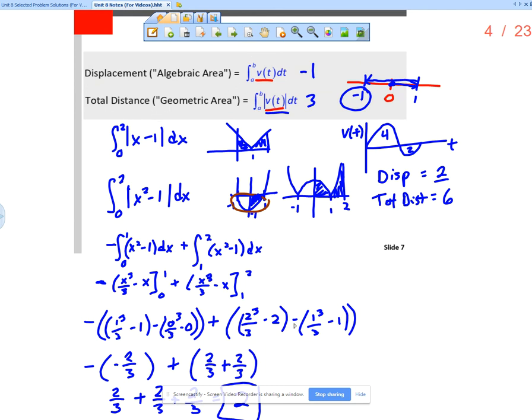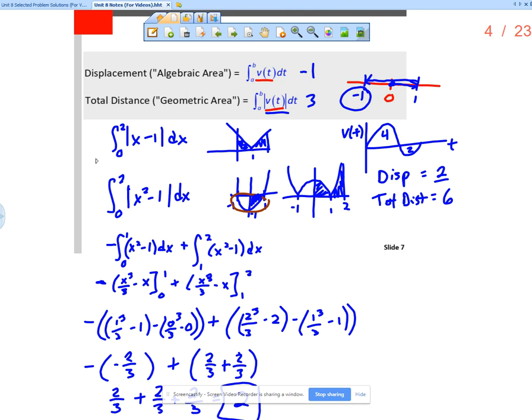Okay, now what would the displacement be? Well, the displacement would just be the regular integral. Now, we could take from our work here, the regular integral just wouldn't have a negative in front, so the regular integral would just be 2/3, right? So remember, what does this thing mean? This thing means that we traveled 2/3 of a unit backwards, then we traveled 4/3 of a unit forwards. All right, so that's how we calculate displacement and total distance.